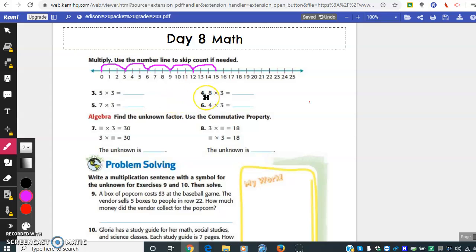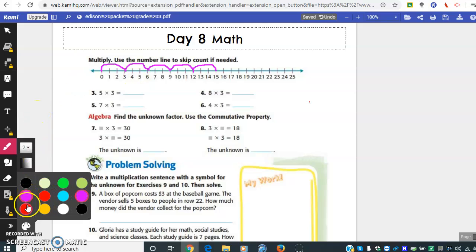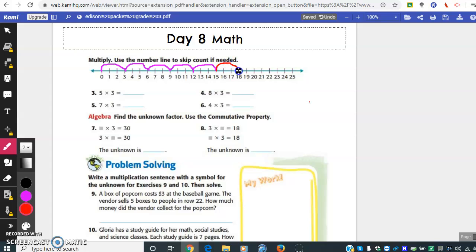For number 4, I need to make 8 jumps of 3. And because I chose to jump by 3, I've already done the first 5 jumps. I'm just going to keep going. 6 jumps of 3 would be 18. 7 jumps of 3 would be 21. And 8 jumps of 3 would be 24. So I just kind of counted off from where I left off at 5.